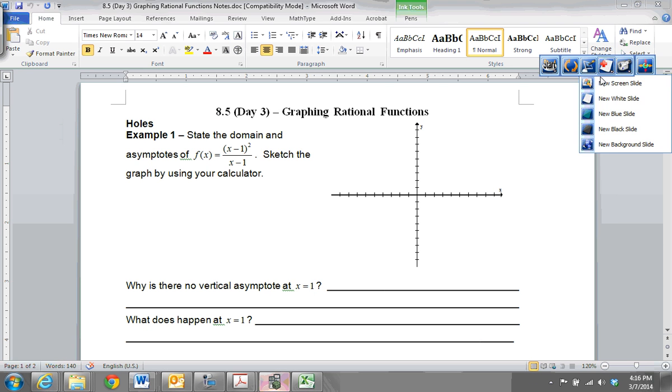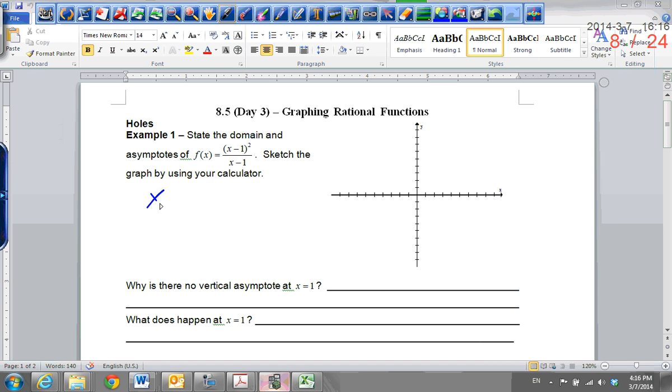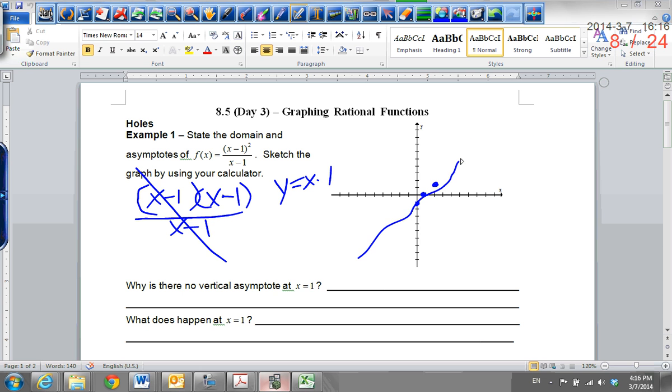So let's talk about what that is. When I have x minus 1 squared, that means I have two x minus 1s over another x minus 1. Well, those cancel out. So what I get left is y equals x minus 1. Well, that's a y intercept of negative 1, slope of up 1 over 1, all that stuff. So that's just a regular line that we're used to graphing.